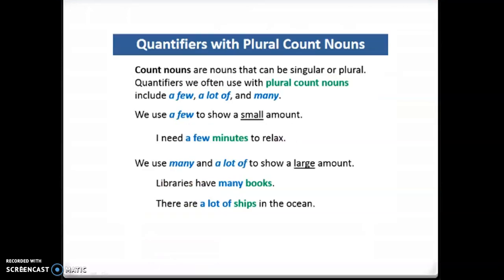Let's take a look at quantifiers with plural count nouns. Count nouns are nouns that can be singular or plural. Quantifiers we often use with plural count nouns include a few, a lot of, and many. We use a few to show a small amount. Here is an example. I need a few minutes to relax. Here you can see a few is the quantifier and minutes is the plural count noun. In the second case we use many and a lot of to show a large amount. Libraries have many books. There are a lot of ships in the ocean.